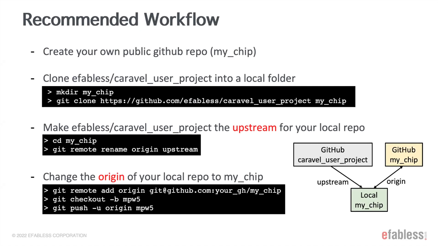This is just a reference or recommended workflow. The idea here is that you create an empty GitHub repo for your project, and then you clone locally the Caravel user project. First you create your public GitHub repo, and here I'm calling it my chip. So this is the remote. If this is your local machine, this is the remote repo, my chip, on GitHub servers. Locally, you're going to create some folder, and then you can clone the Caravel user project into that folder.